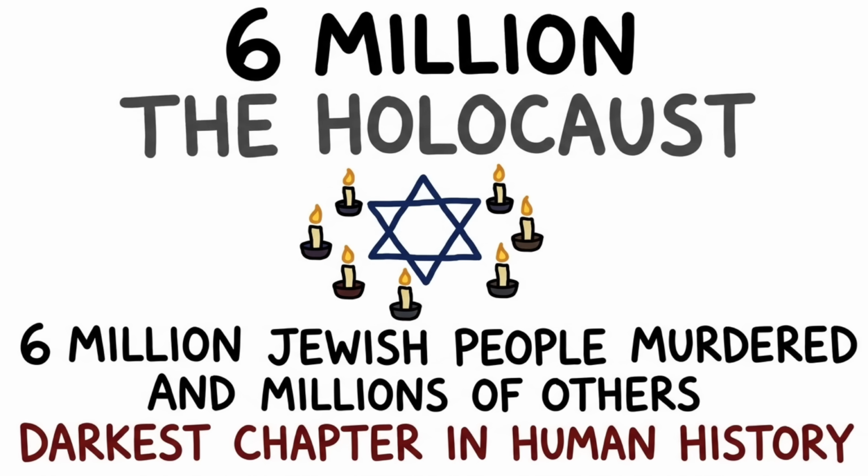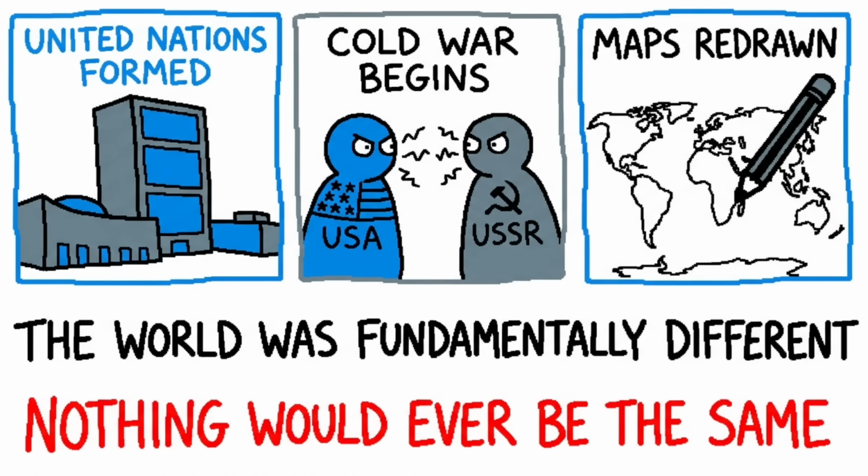The Holocaust, in which Nazi Germany systematically murdered 6 million Jewish people and millions of others, remains one of the darkest chapters in all of human history. The world that came out the other side was fundamentally different. The United Nations was formed. The Cold War began. The modern map of the world was redrawn.